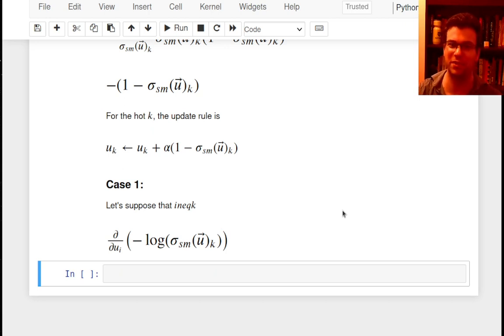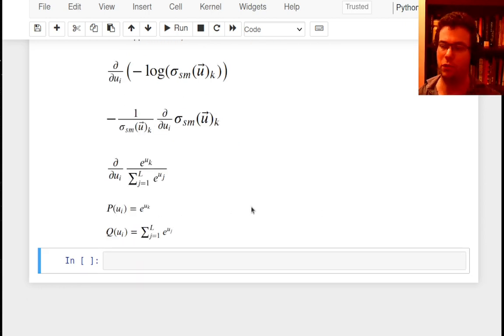I'm going to write a few things down and quickly walk through them. Once again, I'm going to use the chain rule to bring what's inside of the log to the bottom as a fraction of 1 over that. And then I have to take the derivative of the inner. Now the derivative of the inner here is with respect to ui, which is not equal to k. So this is going to be slightly different. It's going to start off looking the same.